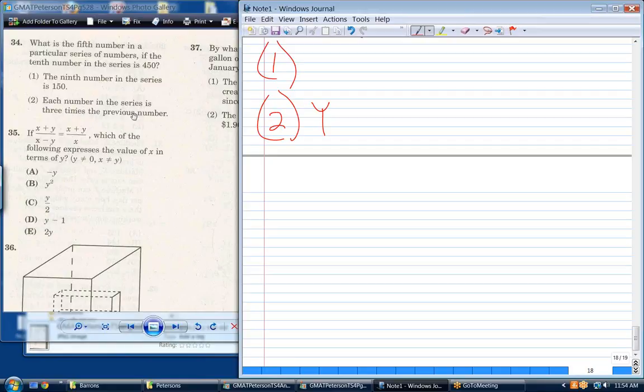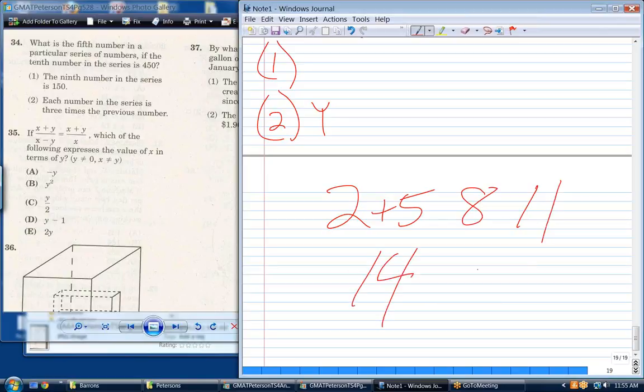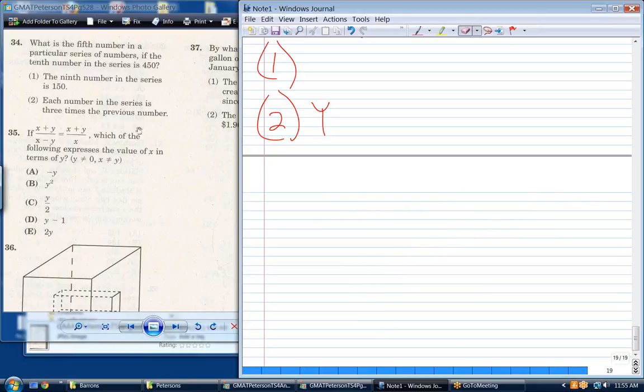So you know exactly how every number in the series relates to every other number. But it might be an arithmetic series where you just add a given number each time. In other words, if I add 3, that's a series. So that's called an arithmetic series. Well, number 1 doesn't tell us what kind it is, so knowing the 9th number is 150 doesn't really help.